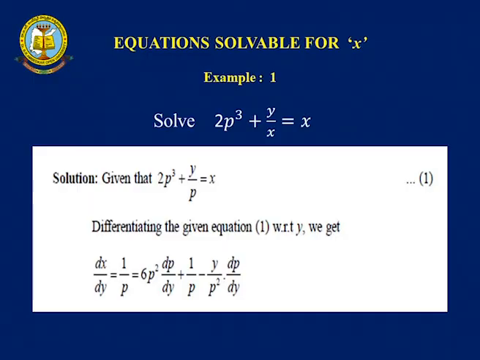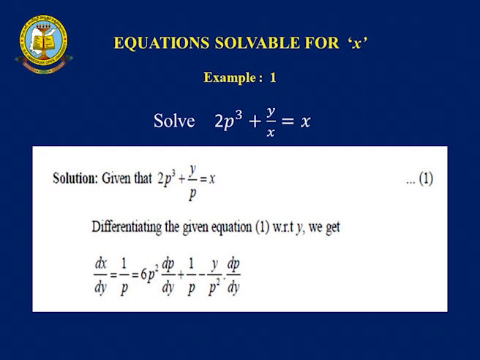So next we write 2y cube plus y by p equal to x. Then the differentiation of x becomes dx by dy. Since p equal to dy by dx, dx by dy becomes 1 by p. So dx by dy equals 1 by p, and the differentiation of 2p cube becomes 6p square dp by dy. Plus next y by p, where again we apply the uv formula, and we get 1 by p minus y by p square dp by dy.